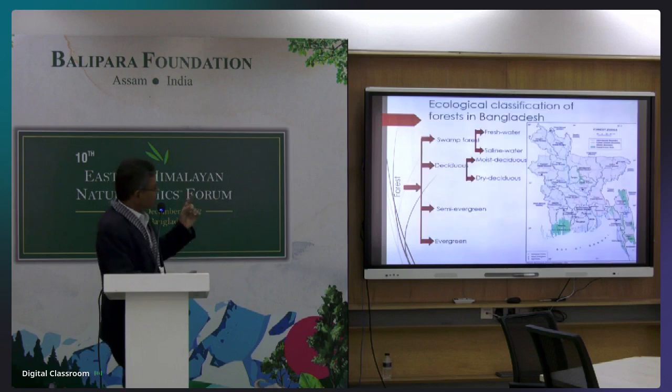Even in deciduous forest we can see differences, and there are two different types of deciduous, maybe one is moist deciduous and another is dry deciduous. In case of swamp forest, we have saline swamp forest, like the largest mangrove forest in Bangladesh, and another one is freshwater swamp forest. So you see that even though the country is small, we have diversified forest types.